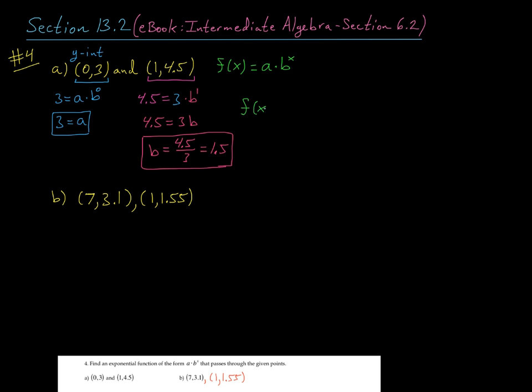Alright, so now let's just go ahead and put that all together. Our exponential function then would be f of x equals 3, my initial value, times 1.5 for the base raised to the x.